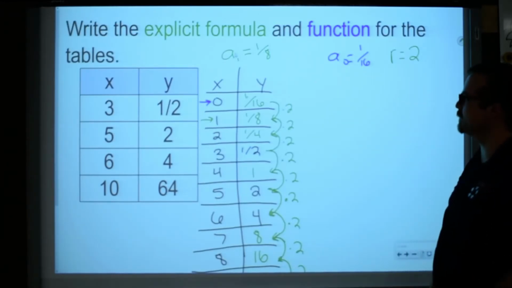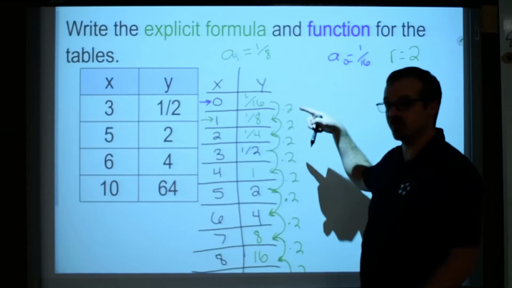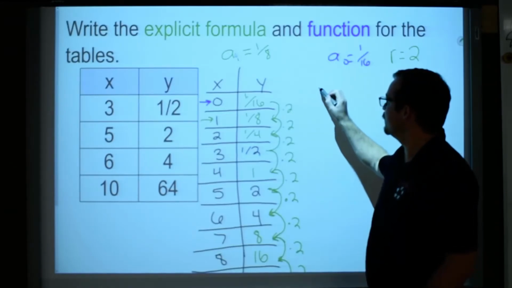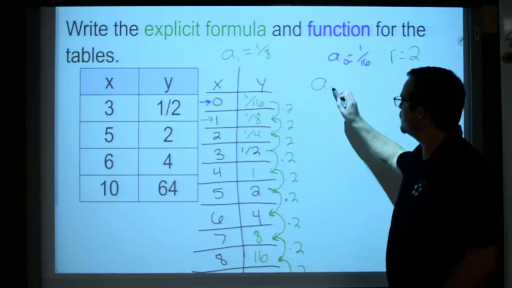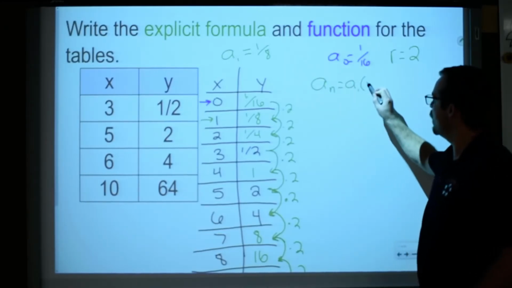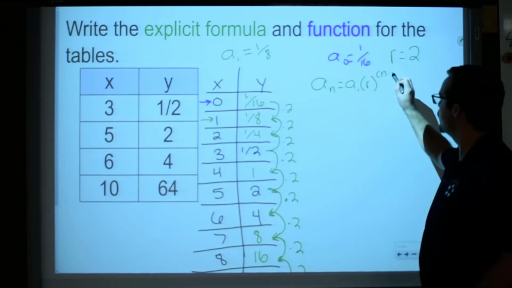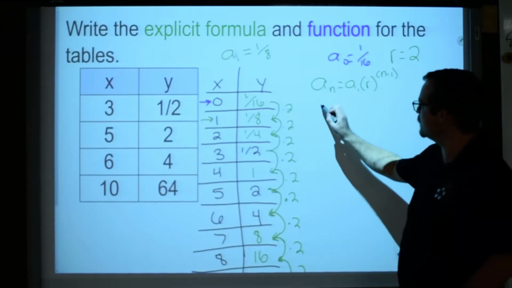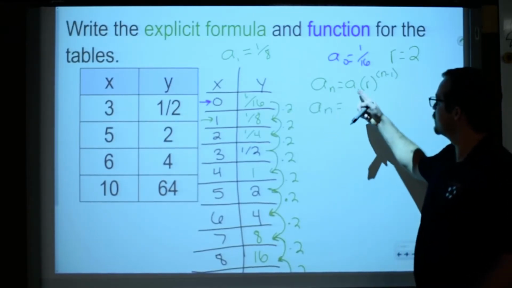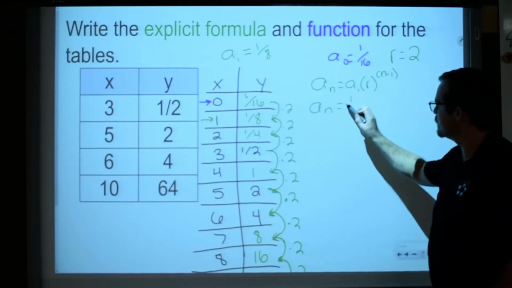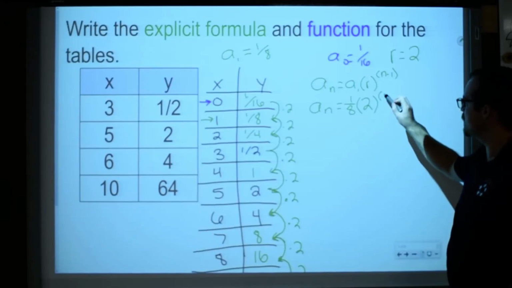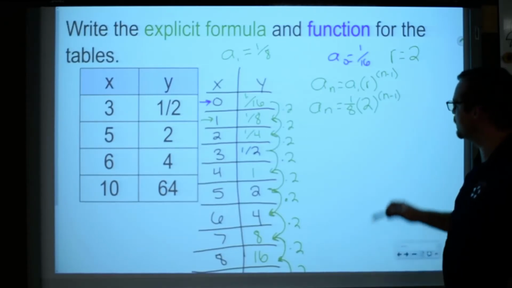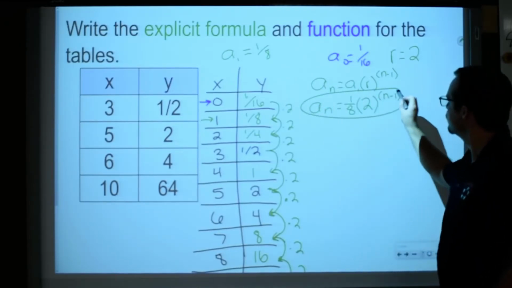So write the explicit formula. Remember that the explicit formula, which I'll do here in green, for a geometric sequence, because it's a common ratio, is a sub n equals a sub 1 times r to the power of n minus 1. And we can just substitute those in. So a sub n equals our first term, which is 1/8, times your common ratio, that's 2, to the power of n minus 1. There's your explicit formula. And so that's half of our answer here.